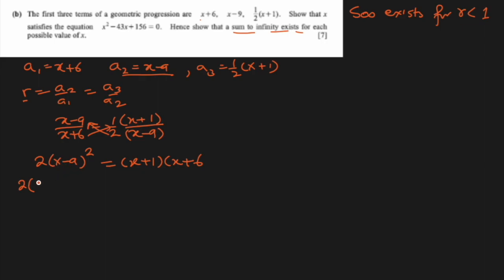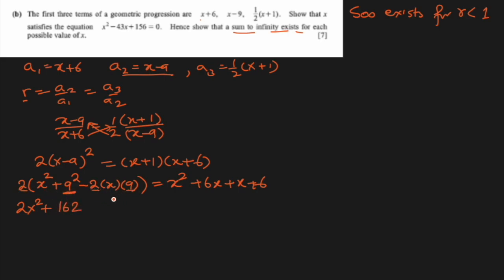A minus b square I will use here: a square plus b square minus 2ab, and here I will individually multiply them. x times x is x square, x times 6, x times 1, and 1 times 6. So we get here 2x square plus, this is 81 times 2, 162. 2 times 9 is 18. 18 times 2 is 36x, equal to x square plus 7x plus 6.